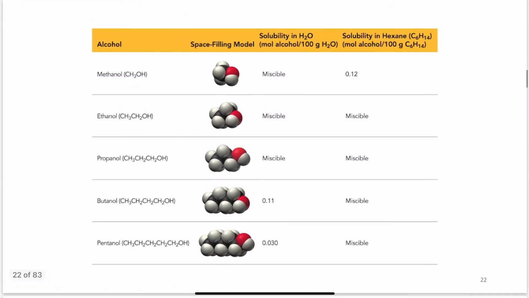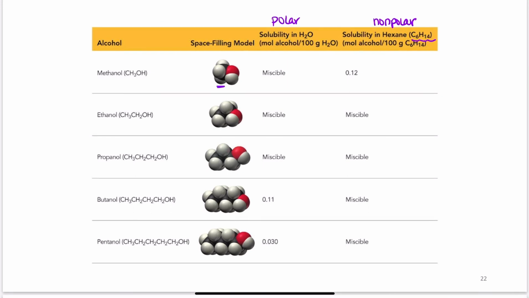Here's a nice chart from your book showing some different compounds and their solubility in hexane and solubility in water. Water is polar. Hexane, hopefully you guys can look at that and remember, but the hexane is nonpolar. Methanol is completely miscible in water. It's got a little bit of solubility in hexane because it does have a slightly nonpolar end to it. It is a small molecule. It's not great solubility though. 0.12 moles in 100 grams, not very much. Ethanol, completely miscible in both. Propanol, completely miscible in both.